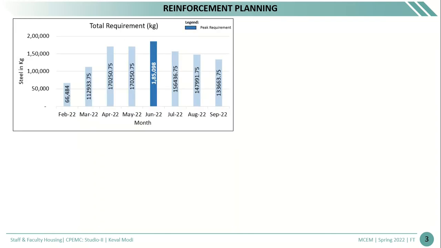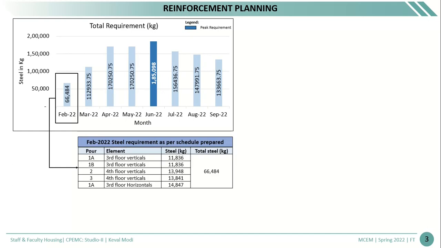Then the reinforcement scheduling is prepared for each month. How much steel is required is calculated. For example, in February around 66,000 kg of steel is required. In February, the main agendas for the rebar work are the third floor verticals in pour 1A and 1B, fourth floor verticals in pour 2 and pour 3, and third floor horizontals in pour 1A.